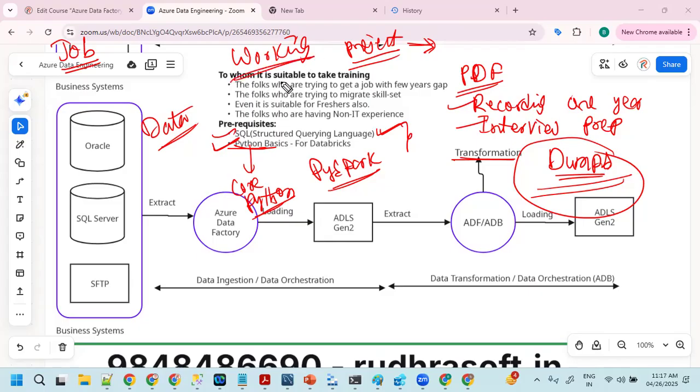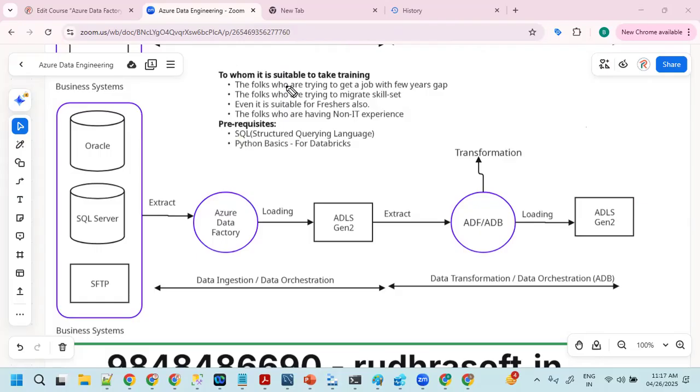When you get any work, you're not supposed to directly go and do it. You have to understand the requirement. You have to understand the data points. Then you have to start doing the development. I'm going to talk about all those things.